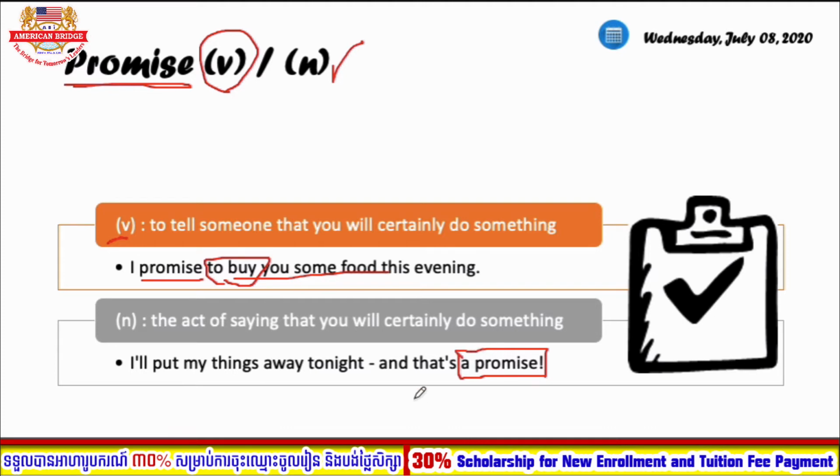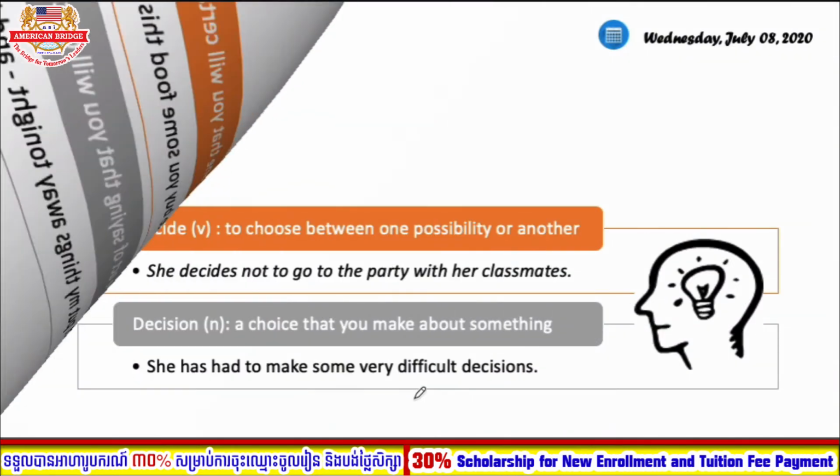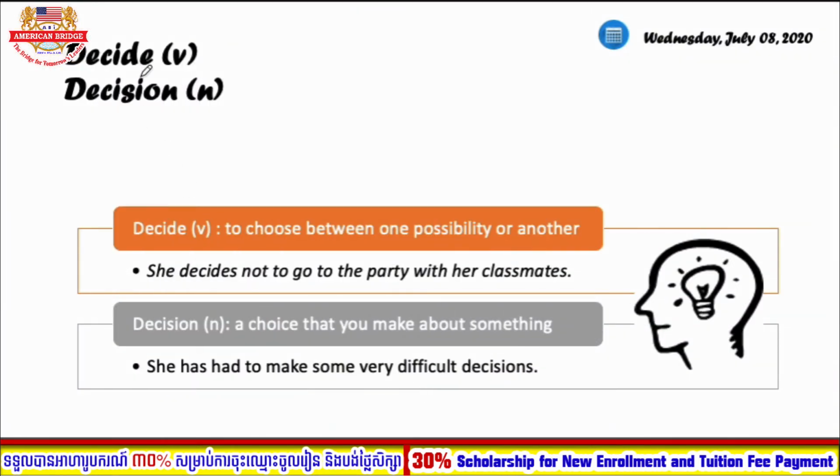Okay, let's move on to the second word, which is decide. You have to pronounce two syllables, decide. And decide functions as a verb. If you want to change it to a noun, it becomes decision. So let's look at the meaning of the word decide. The meaning of decide is to choose between one possibility or another, which means you make up something in your mind.